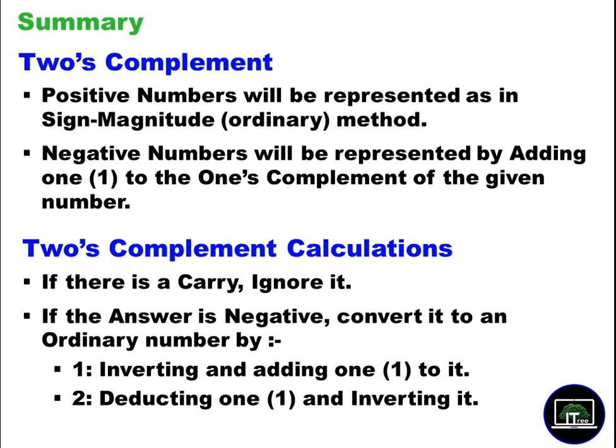In twos complement, positive numbers are represented normally, and negative numbers are represented by adding 1 to the ones complement of the number. When you are doing calculations in twos complement, when there's a carry bit, you simply forget about that. You are ignoring the carry bit. If the answer is negative, you have to convert it to the general number format, maybe by adding 1 to it and inverting it, or deducting 1 and inverting it. You can do these things.